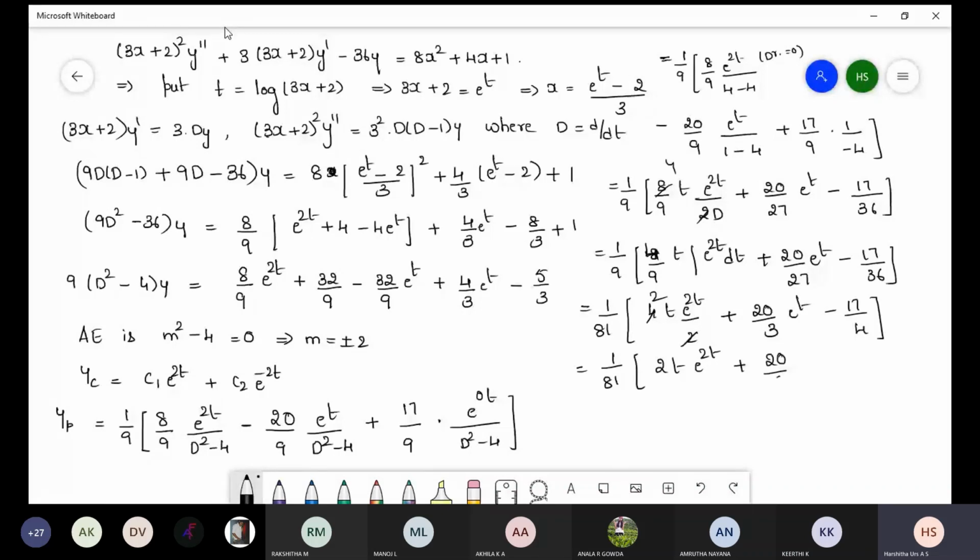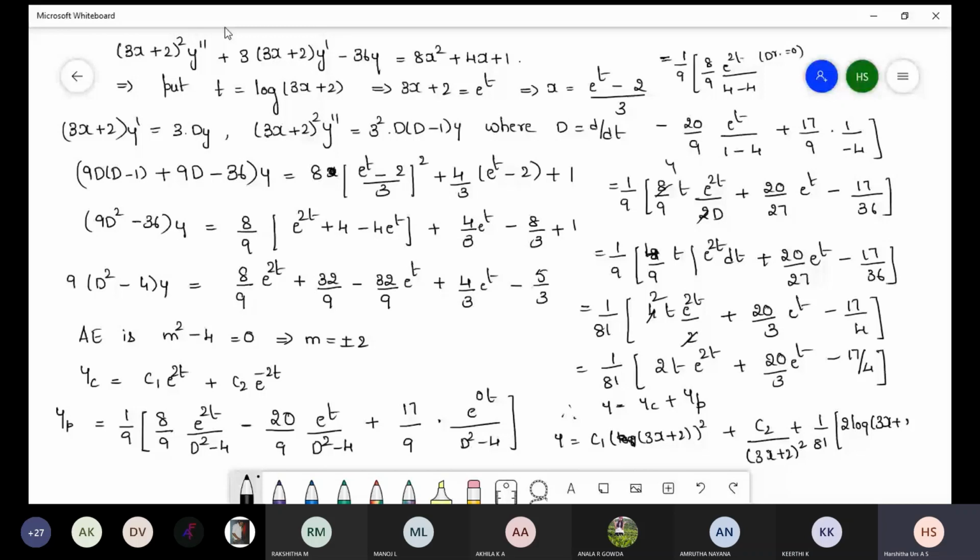Therefore, y = yc + yp. So yc is c1(3x+2)² + c2/(3x+2)², plus (1/81)[2 log(3x+2)·(3x+2)² + (20/3)(3x+2) − 17/4]. This is the answer.